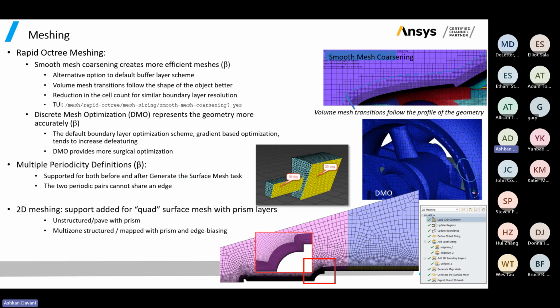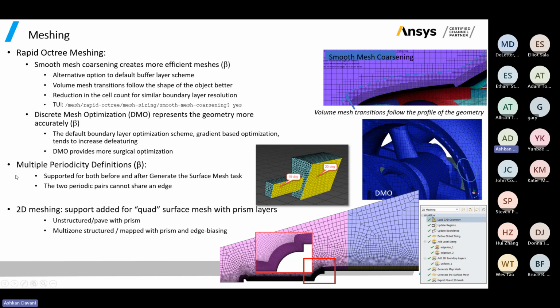And there's a new technique for meshing. It's called rapid octree meshing. Smooth mesh coarsening creates more efficient meshes. And there's another beta version: discrete mesh optimization represents the geometry more accurately. So where you have a lot of edges and especially a complex geometry, it'll be able to capture that geometry much better using rapid octree meshing and discrete mesh optimization.